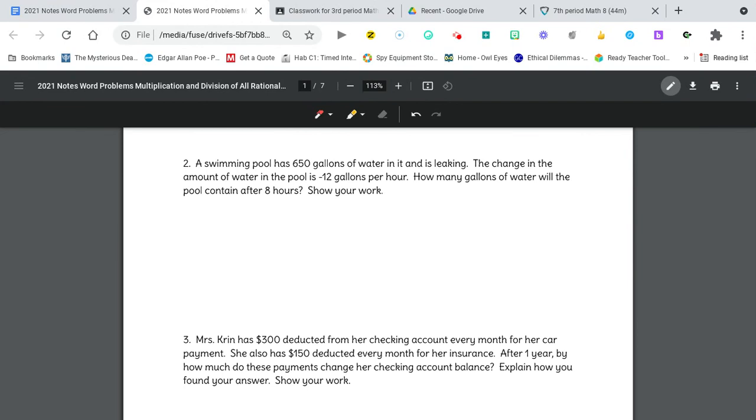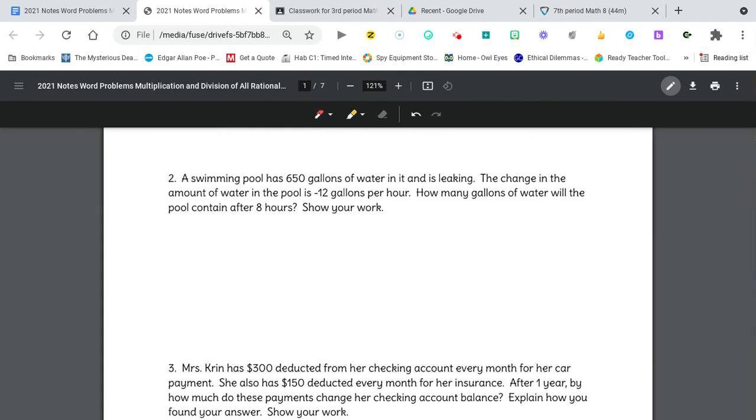It says a swimming pool has 650 gallons of water in it, and it's leaking. And I'm going to go ahead and put down our key pieces. I know it's 650 gallons of water. It's leaking. The change in the amount of water in the pool is negative 12 gallons per hour. So let's talk about negative 12 for a second.